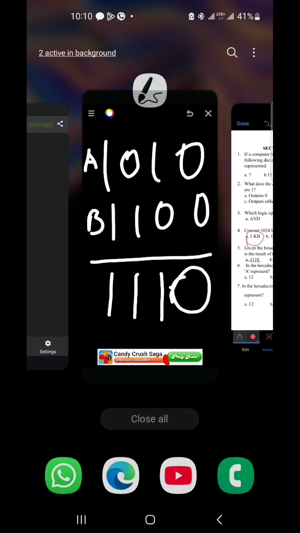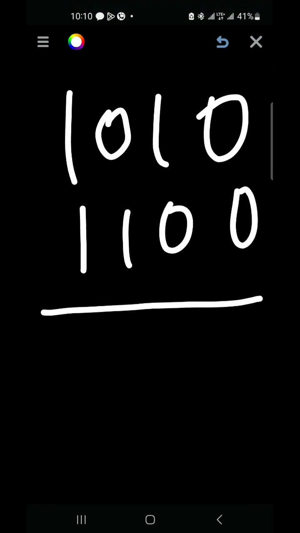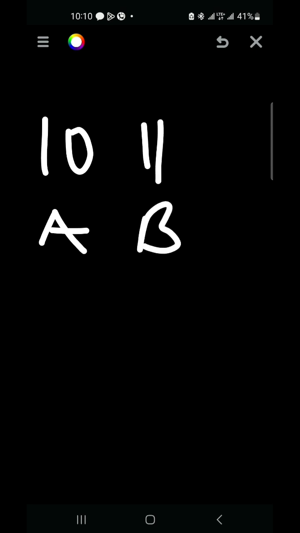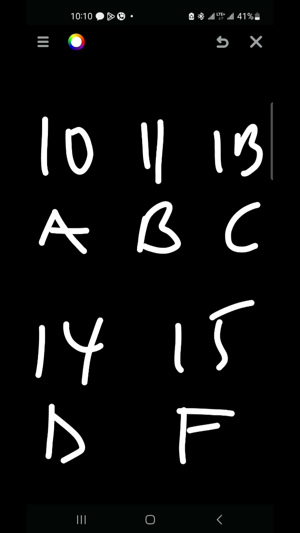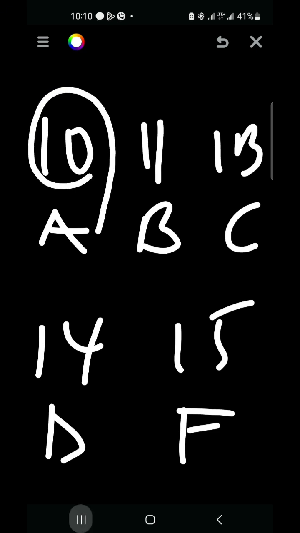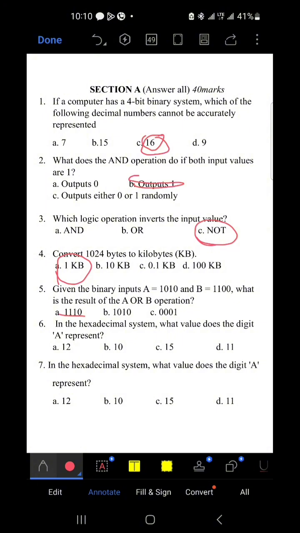So let's write something here. We have our 10 as A, 11 as B, 12 as C, 13 as D, and so on up to 15 as F. That is that. So the correct answer here is what? 10. So that is A. Okay, that is the correct answer. The question keeps on repeating here too. Okay, good.